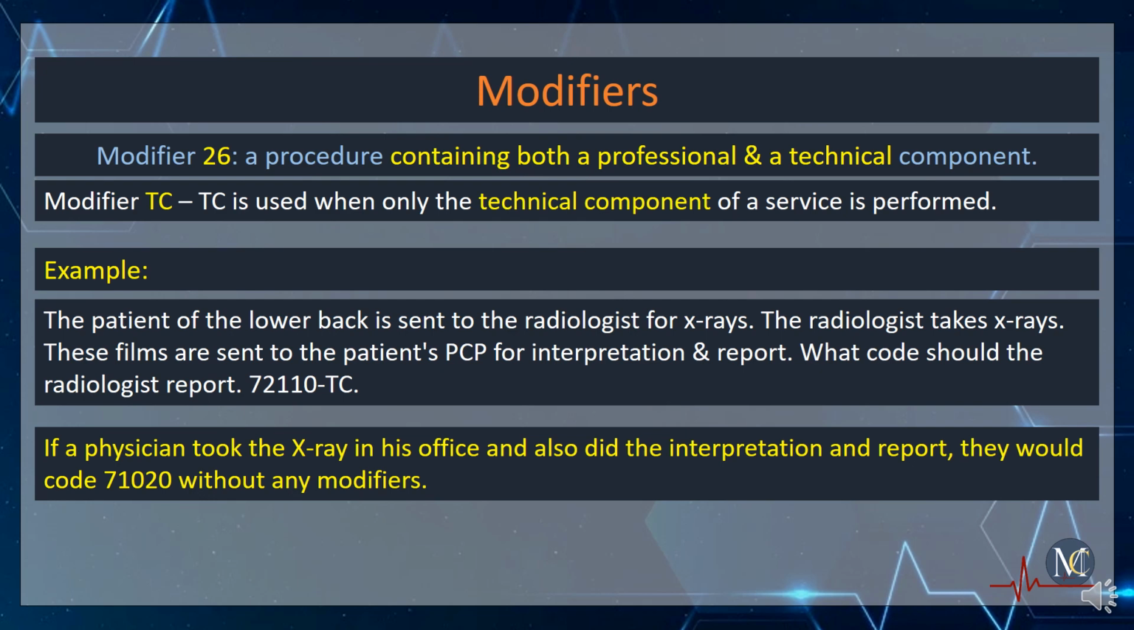Let's take an example. The patient with lower back pain is sent to the radiologist for an X-ray. The radiologist takes the X-ray. These films are sent to the patient's primary care physician for interpretation and report. What code should the radiologist report? The code will be reported along with the technical modifier.